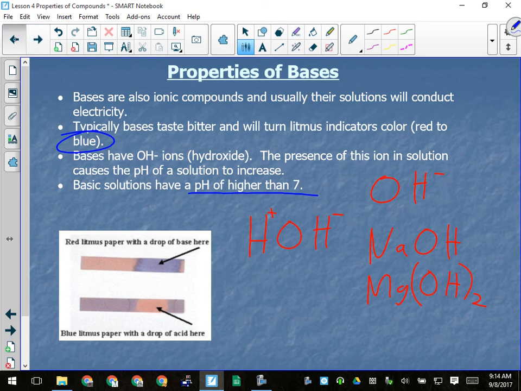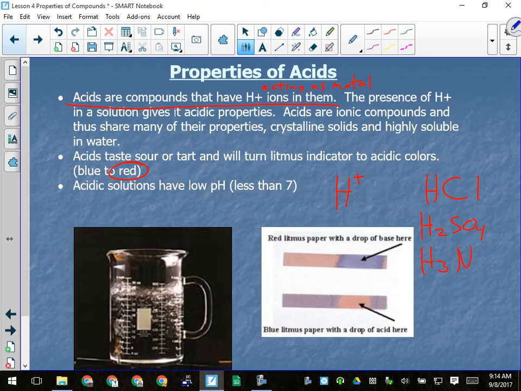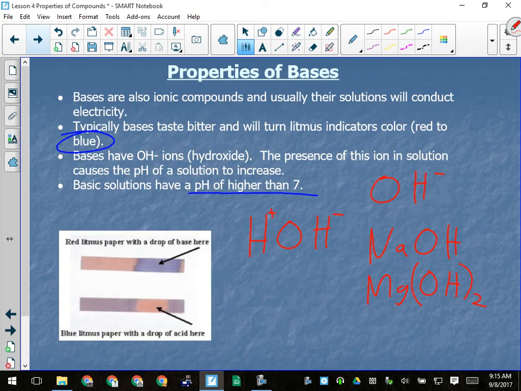Okay. All right, so remember here, guys, that acidic solutions have a low pH, so pH less than 7. Now again, if it's between, let's say, 4 and 7, that's a weak acid. Anything that's 2 or below is a strong acid. Okay, making sense? All right.